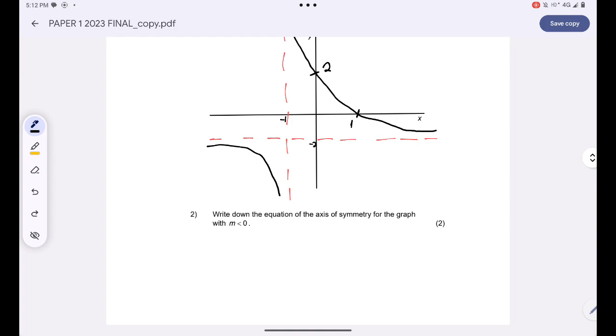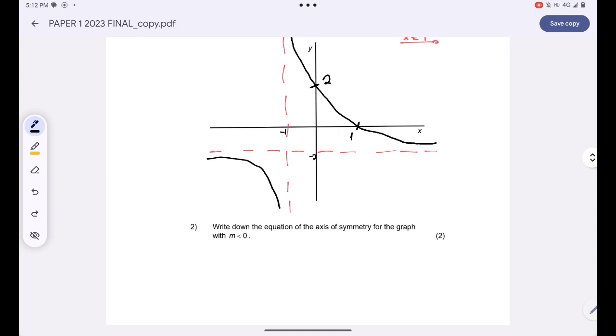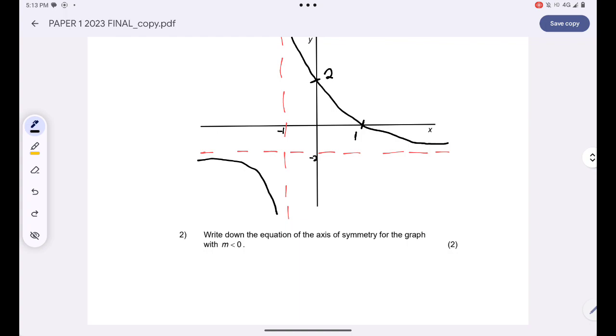Now I'm supposed to write down the equation of the axis of symmetry for the graph with a negative gradient. There are two axes of symmetry. One has a gradient of positive 1, and the other one has a gradient of negative 1. These are the two axes of symmetry. It's either a positive gradient or a negative gradient, right? The one we want is the one which is less than 0.